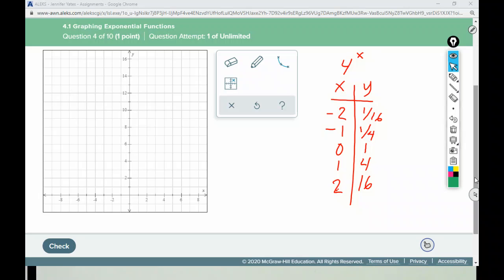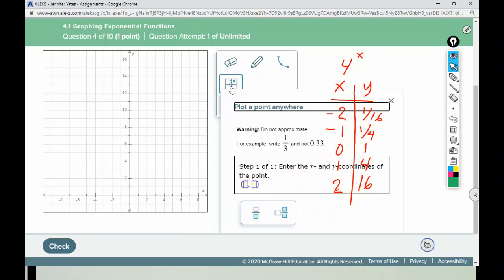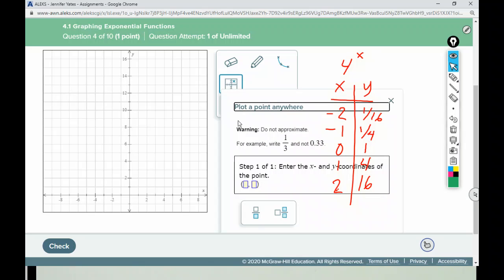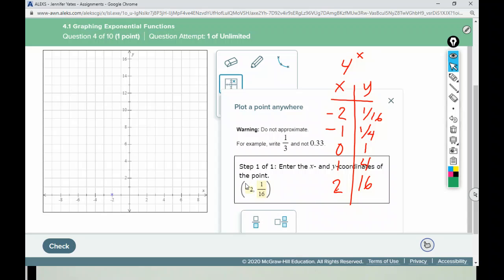Okay. Now, here's the big question. I have to know how to graph those points. I don't know how much we've used this tool, and this was part of the reason I wanted to show it to you. You've got to grab that tool right there. This tool right here is plot a point. And then you can type in our point, -2, and over there 1/16. And look, the point showed up right there.